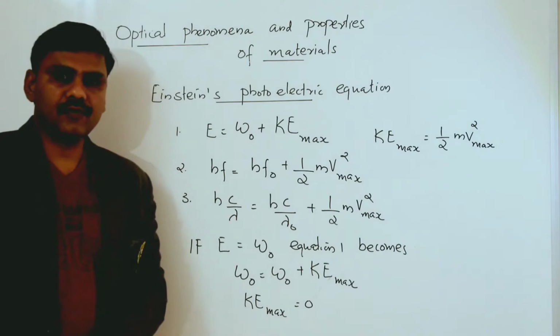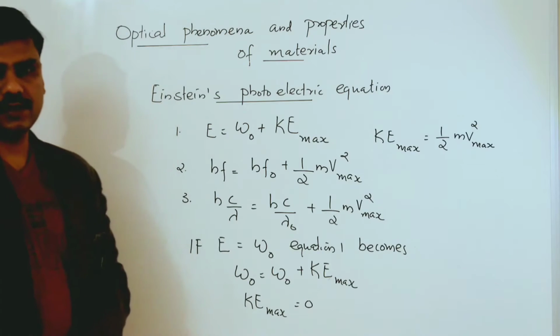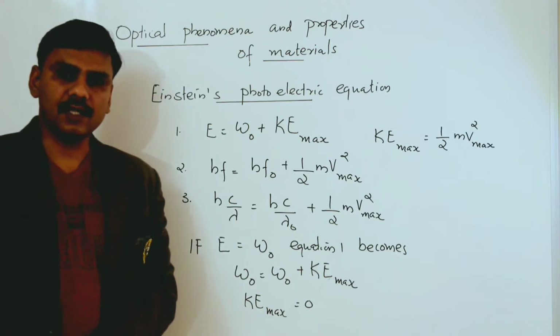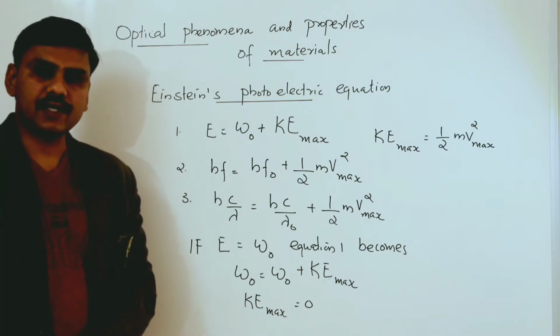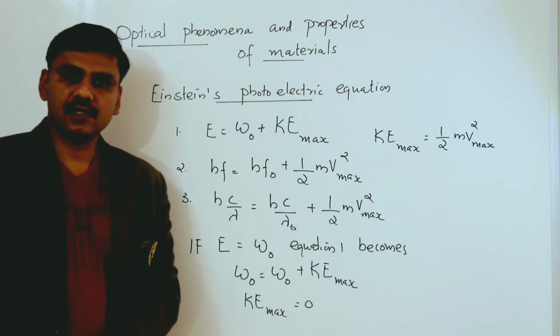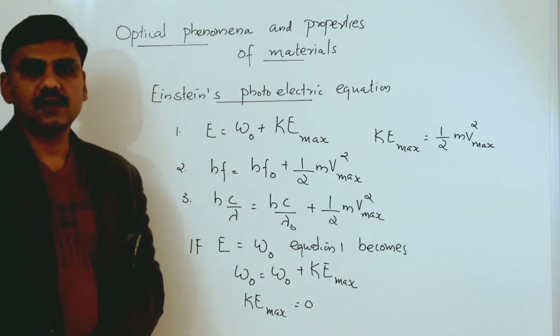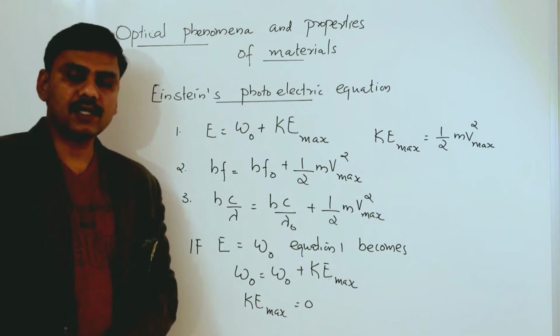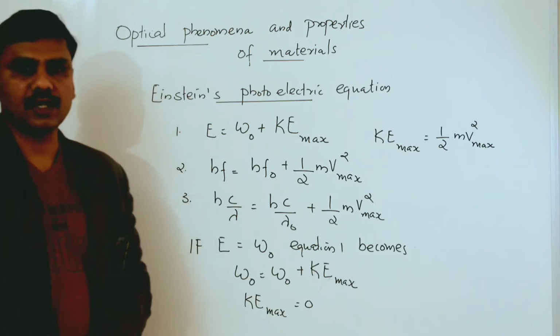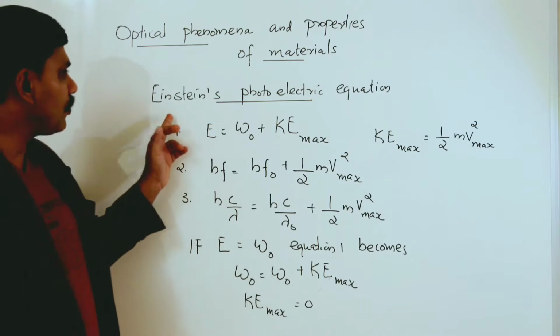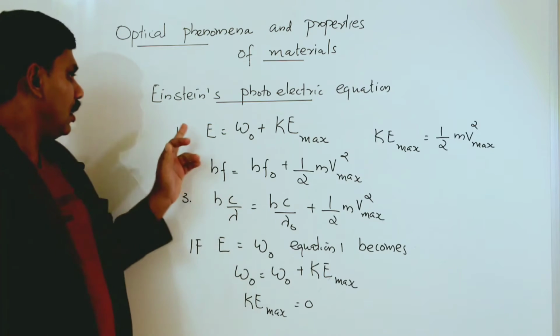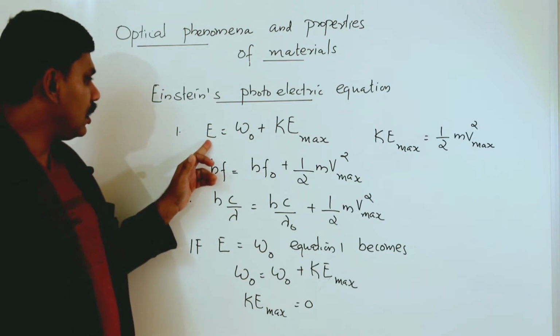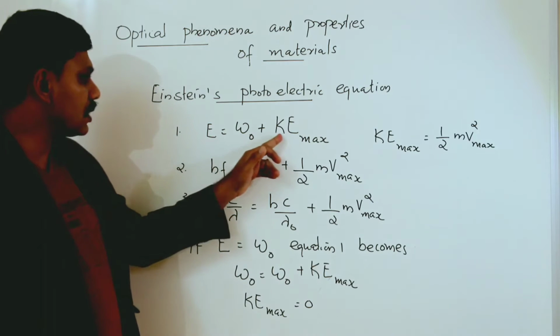With the help of the quantum theory of light, or the particle theory of light, Einstein successfully explained the photoelectric effect, and he got the Nobel Prize for that in 1921. In 1921, Albert Einstein got the Nobel Prize for the successful explanation of the photoelectric effect, and he formed the photoelectric equation. The first equation is E equal to W0 plus KE max.